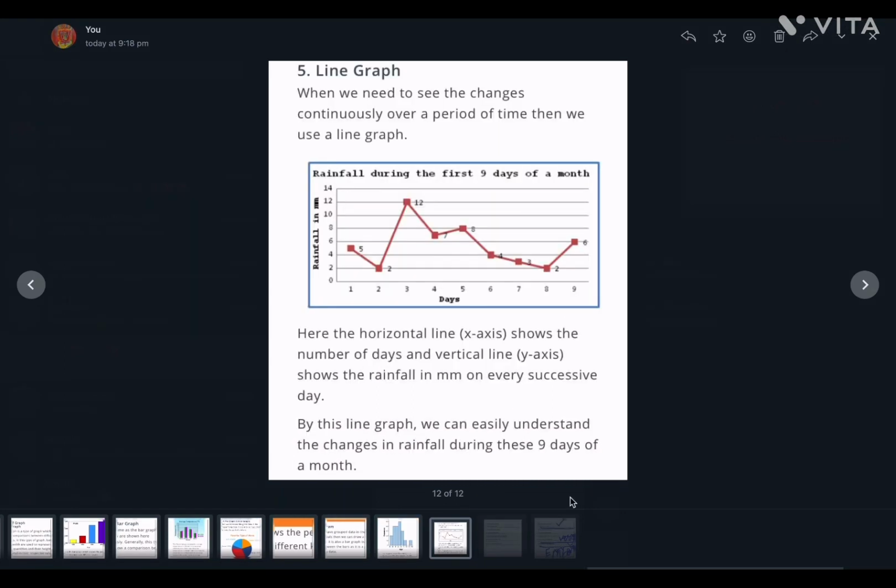Line graph. Students, when we need to see the changes continuously over a period of time, then we use a line graph. Here the horizontal line, the x-axis, shows the number of days and the vertical line, the y-axis, shows the rainfall in millimeters on every successive day. By this line graph, we can easily understand the changes in the rainfall during these 9 days of a month. So I hope line graph is clear to you.